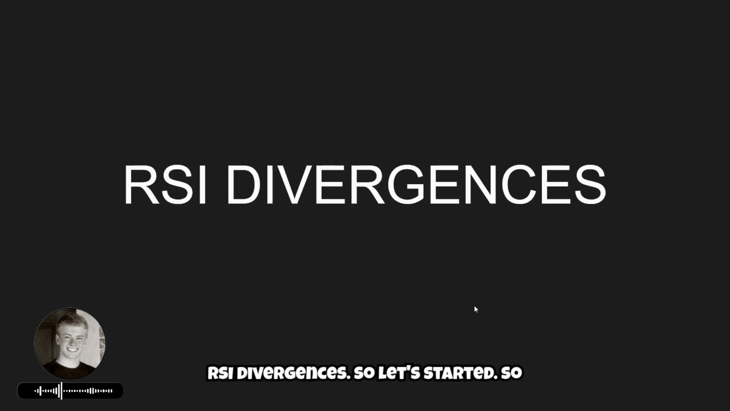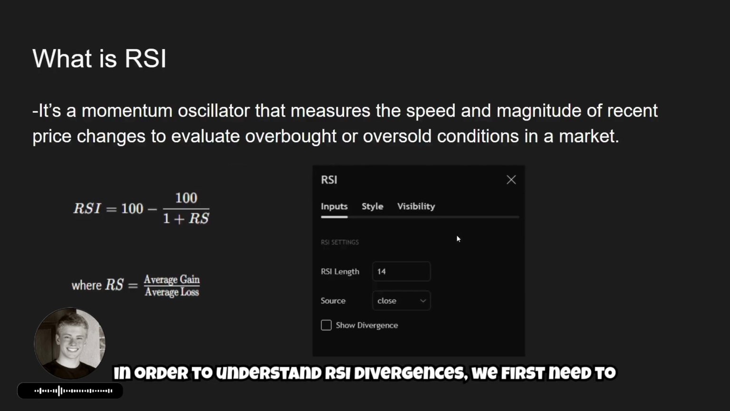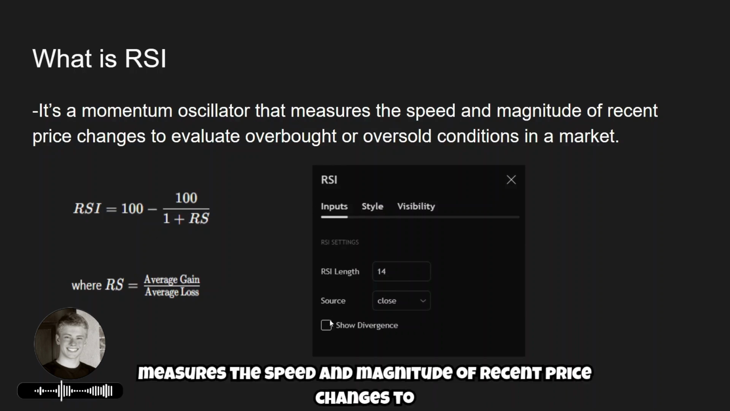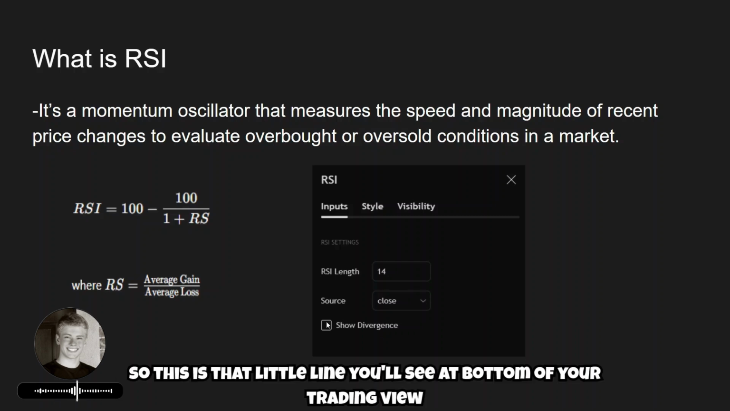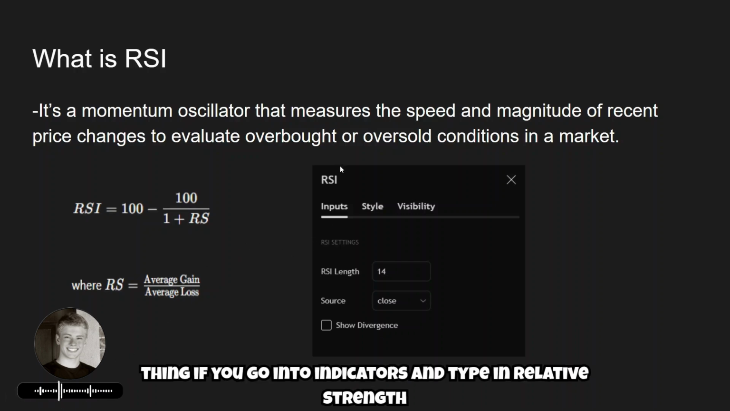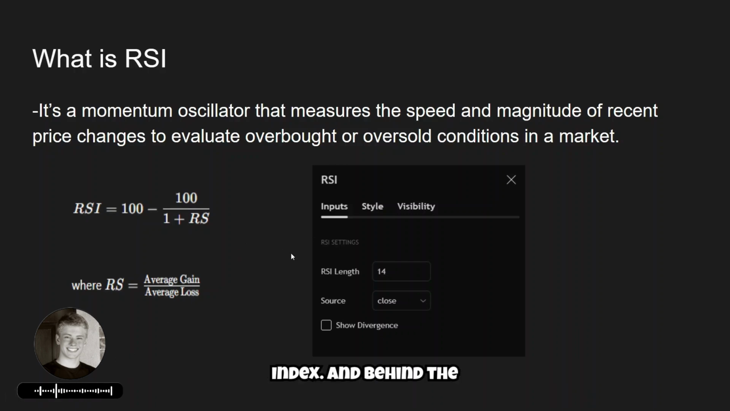So let's get started. In order to understand RSI divergences, we first need to understand RSI. RSI, or the Relative Strength Index, is a momentum oscillator that measures the speed and magnitude of recent price changes to evaluate overbought or oversold conditions in a market. This is that little line you'll see at the bottom of your TradingView if you go into indicators and type in Relative Strength Index.